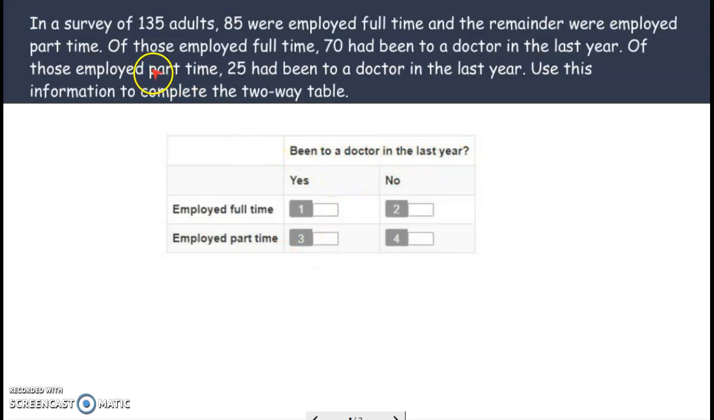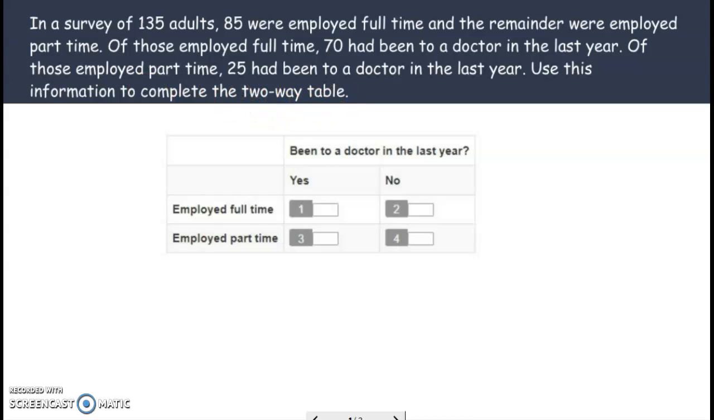year. It says in a survey of 135 adults, 85 were employed full-time and the remainder were employed part-time. Of those employed full-time, 70 had been to a doctor in the last year, and of those employed part-time, 25 had been to a doctor in the last year. Use this information to complete the two-way table.